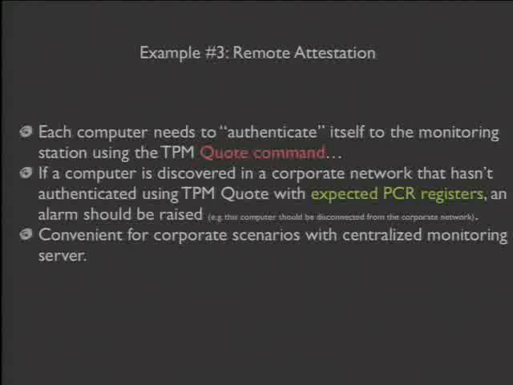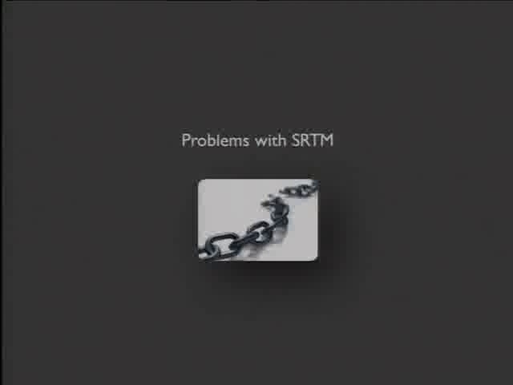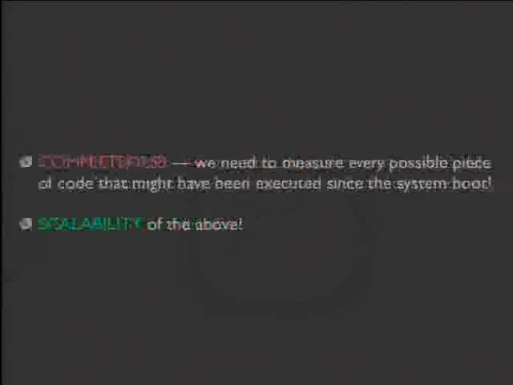So the problems with static root of trust are these. First, completeness. We need to measure every possible piece of code that might have been executed in the system boot. If the attacker compromised anything in this chain from the core root of trust, then the attacker can fake the measurements of the later components, can fake the results of the later measurements. And this raises the problem of scalability of the above.